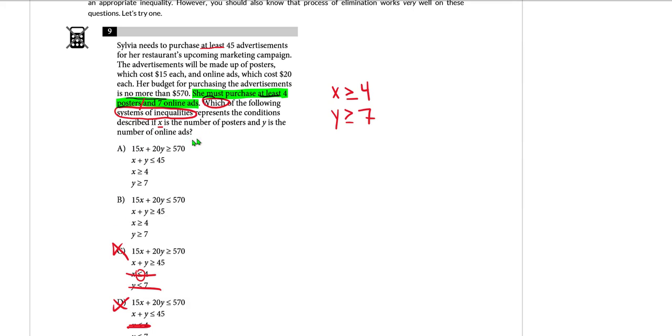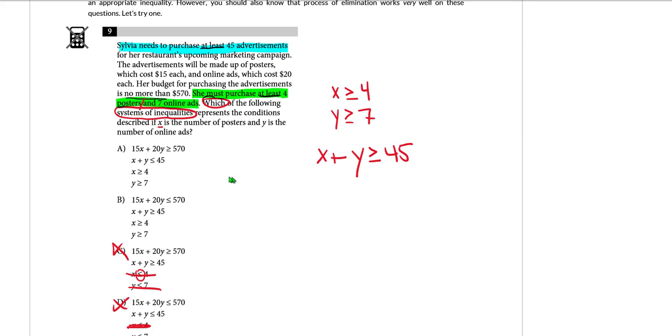What is probably the next easiest thing to do would be this phrase. Sylvia needs to purchase at least 45 advertisements, and the advertisements are posters and online ads. So that means that the number of posters plus the number of online ads, X plus Y, has to be greater than or equal to 45.